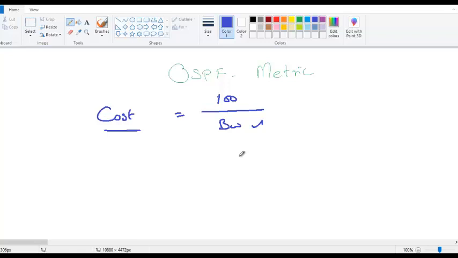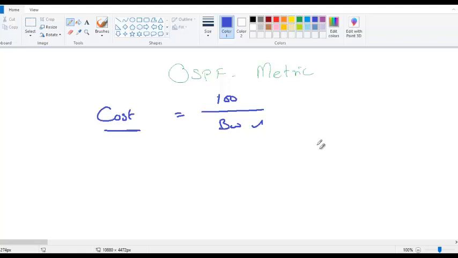But now OSPF, coming to OSPF, does dynamic path calculation, dynamic cost calculation. Based on bandwidth, they calculate the cost. And this is the simple formula it uses. 100 is the reference bandwidth divided by the actual bandwidth on the link.